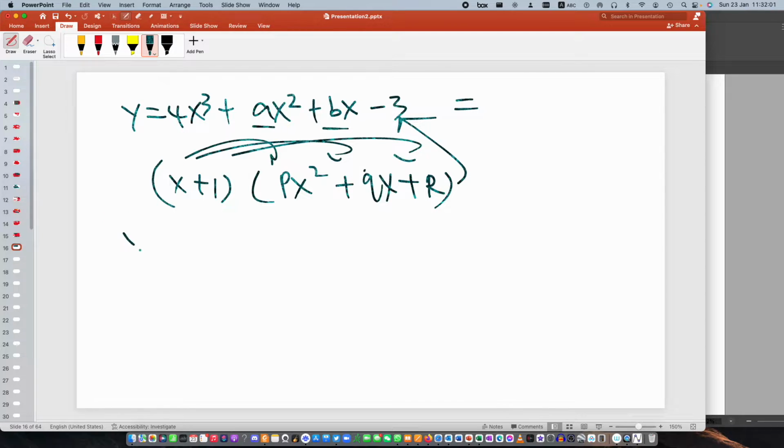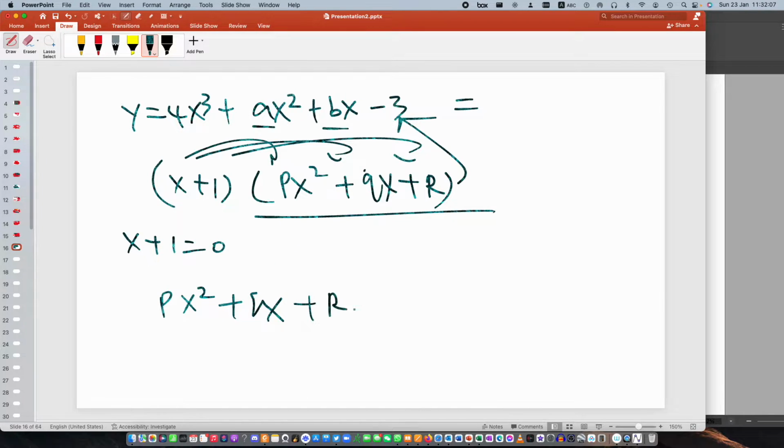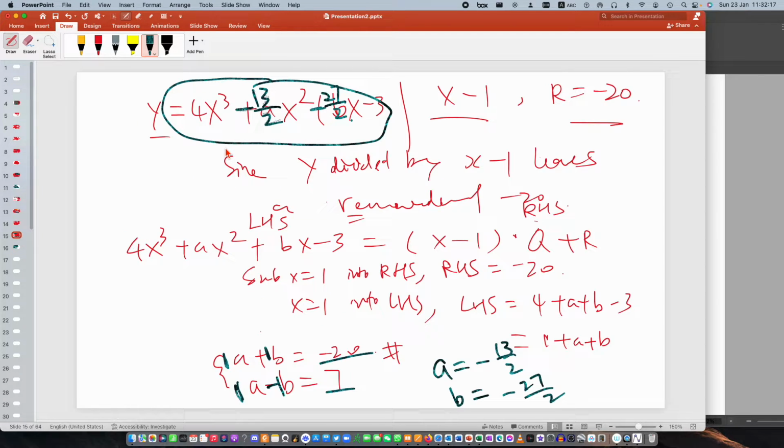So x plus 1 is equal to 0, then this whole thing is equal to 0. px squared plus qx plus r is equal to 0. And you can use your calculator to double check all the x values, because your calculator is powerful enough to solve cubic, which is this. You equate to 0.